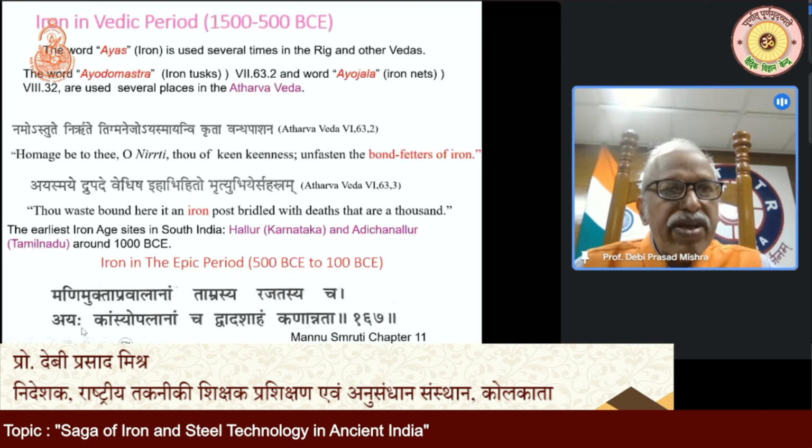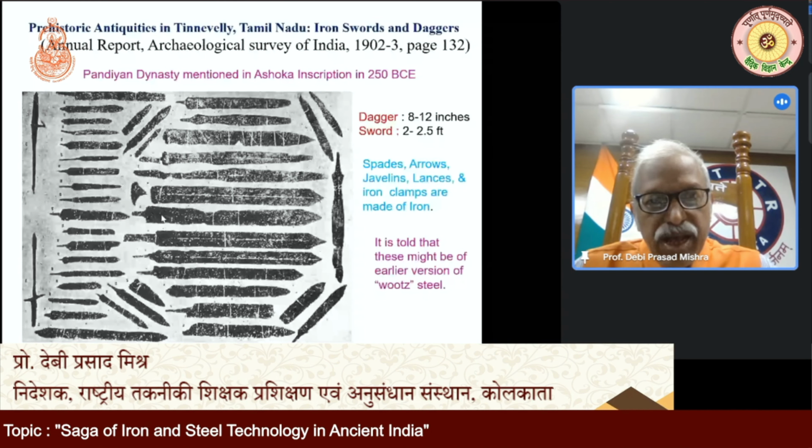So if you go to the prehistoric antiquities in Tirunelveli in Tamil Nadu, these are the sources being used as part of archaeological survey data. You can find a lot of iron weapons that were being used at that time. This is the earlier version of wootz steel, which is a very famous steel. From that, a lot of new materials in Western countries are being used, and they are trying to understand this. Unfortunately, according to me, they have not understood it till now.